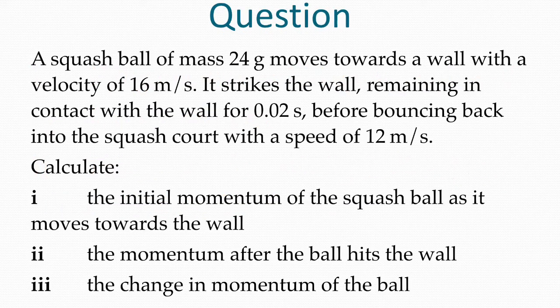A squash ball of mass 24 grams moves towards a wall with a velocity of 12 meters per second. It strikes the wall, remaining in contact with the wall for 0.02 seconds before bouncing back into the squash court with a speed of 12 meters per second.